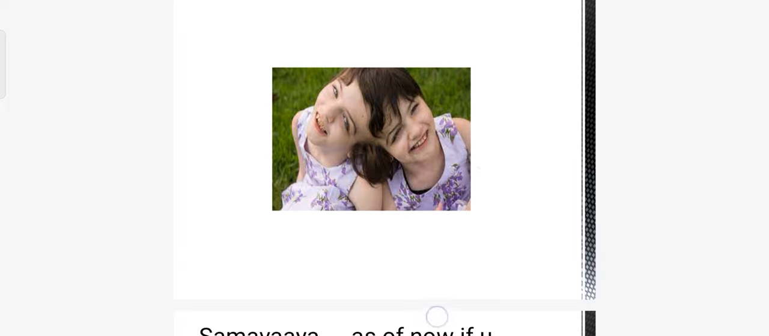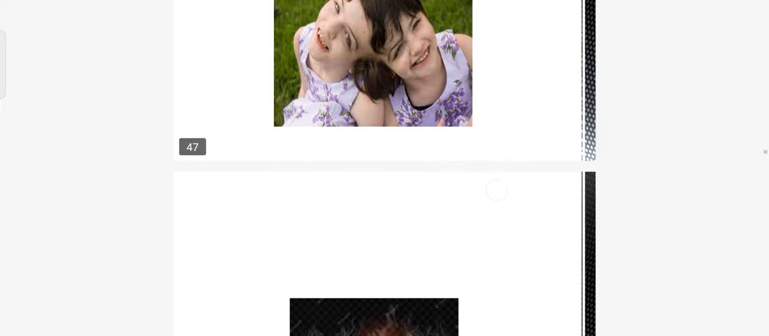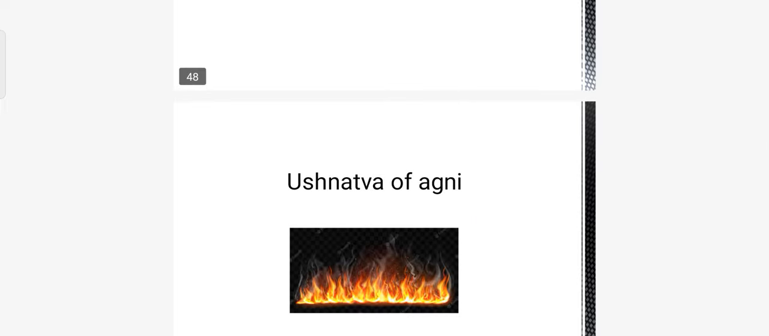It's one of the examples for a Samavaya. As of now in that image, if you try to separate them, there is a chance of death. That Samavaya is nothing but Aprathak Bhava. If you try to break it, there will be complete destruction of the thing. One more example of this, the fire. You cannot remove it, no more chances of separation. That is nothing but the Ushnatva of the Agni.